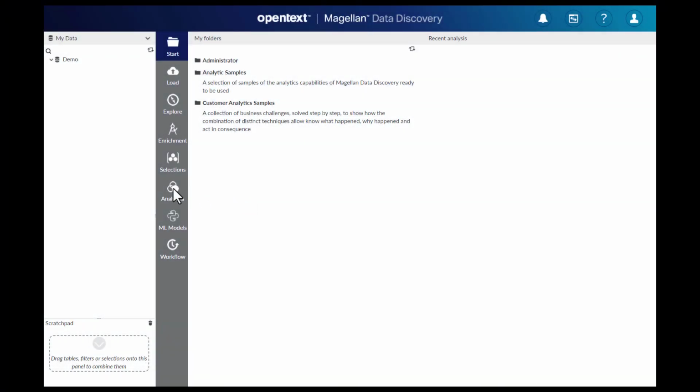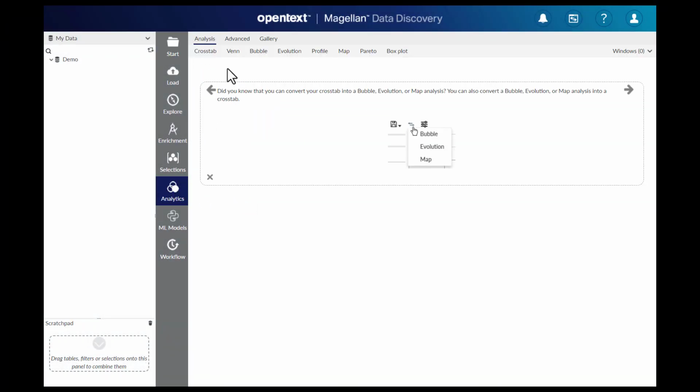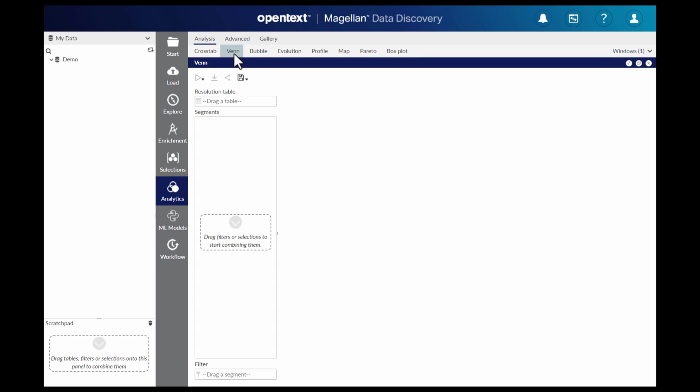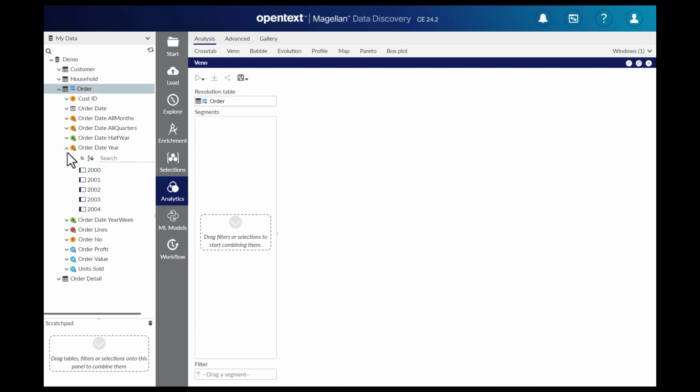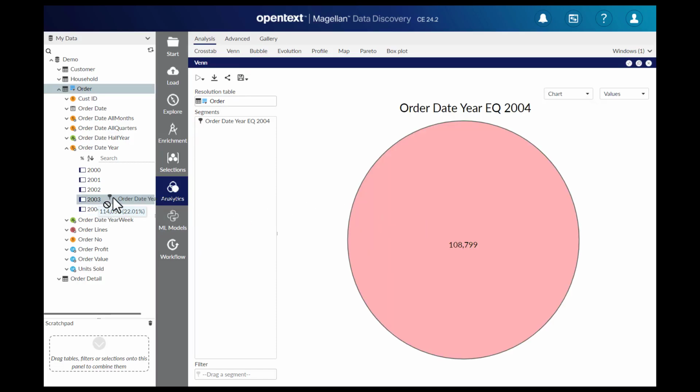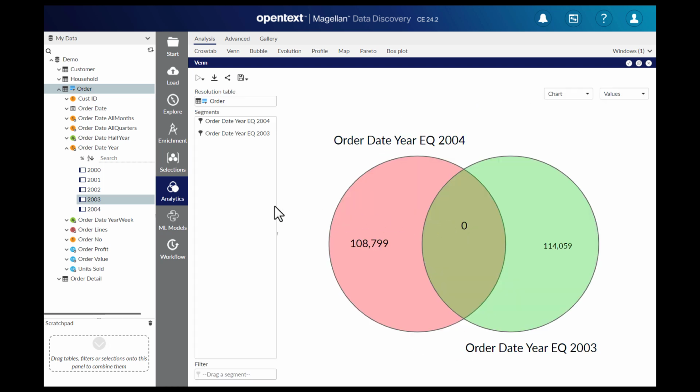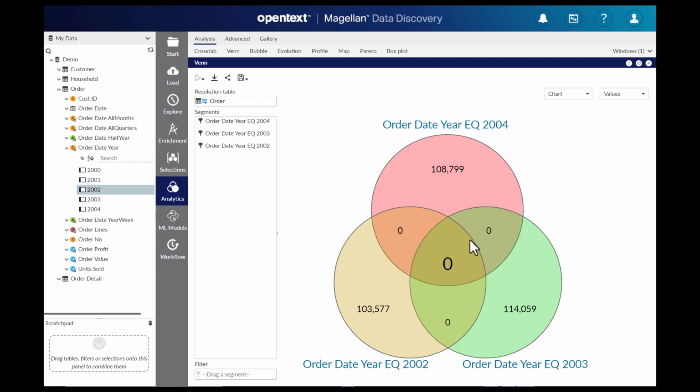We'll start by using a Venn analysis to view customer purchases made in the last 3 years. In orders, there is information about when an order was purchased. Also, there is specific information showing the year of purchase. We'll drag the value 2004 to include all orders for that year, then include the 2003 value, and finally the 2002 value. The relation between the 3 segments shows no overlap for those years.